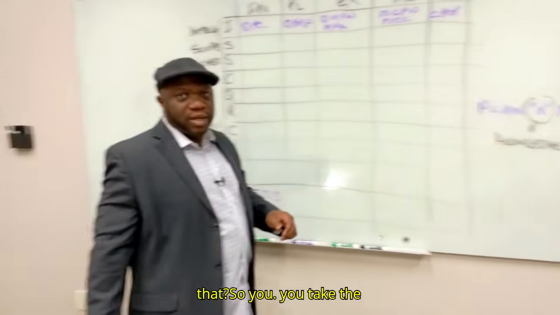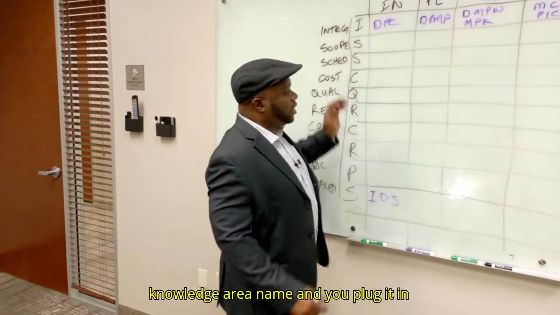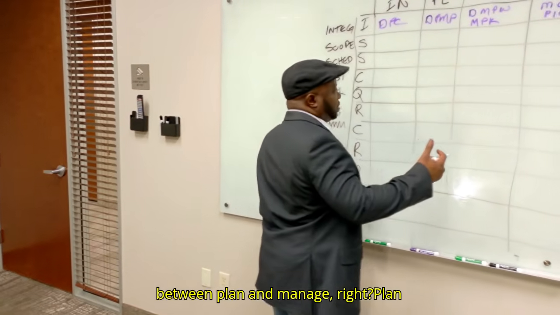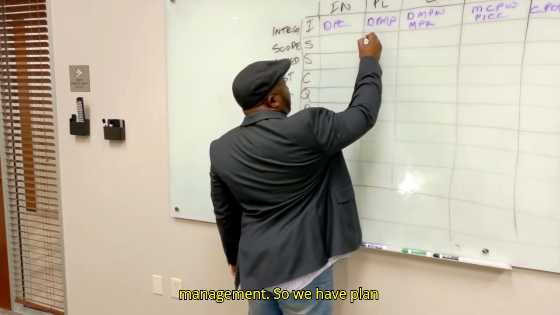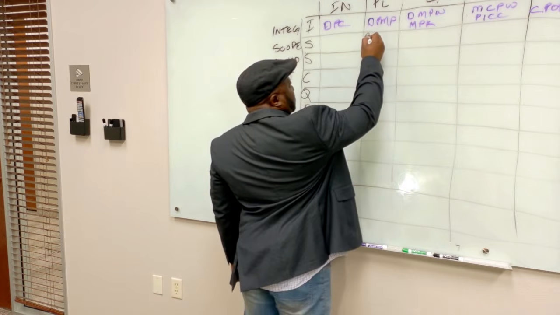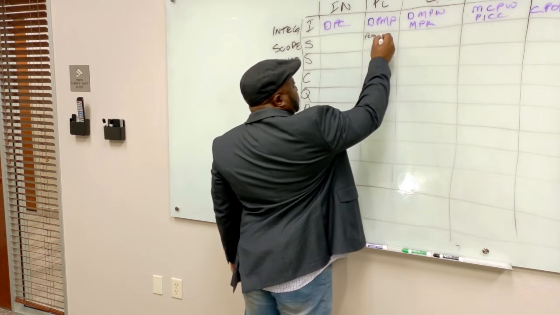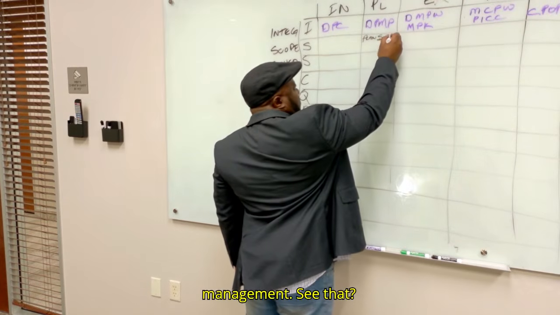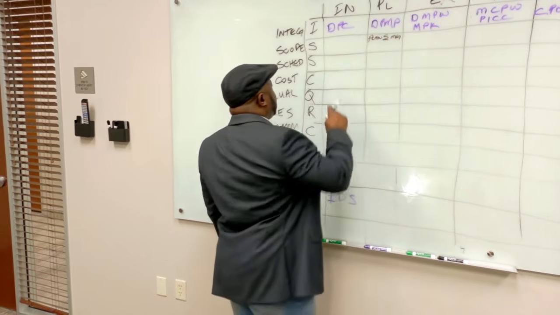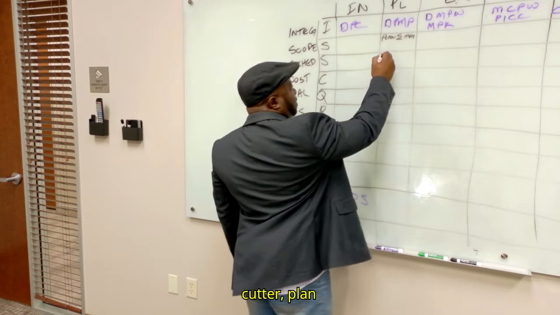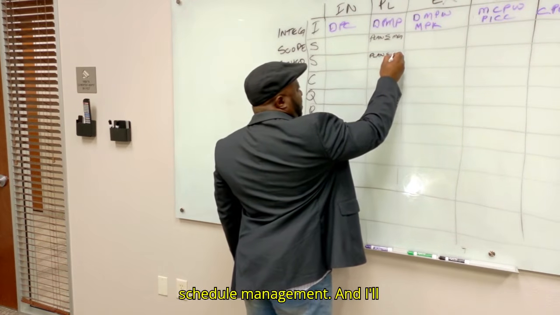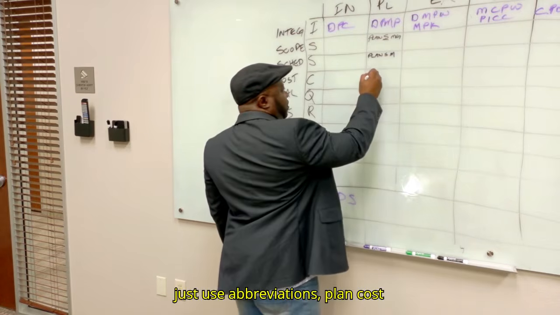See that? So you take the knowledge area name and you plug it in between plan and manage, right? Plan scope management. See that? Then you just take that same cookie cutter, plan schedule management. And I'll just use abbreviations.